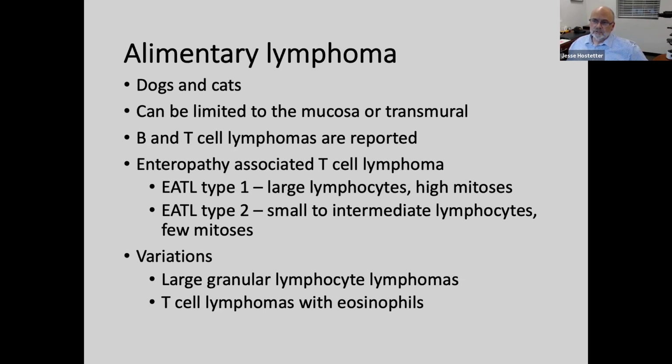This correlates to the small cell lymphoma that you probably already have heard of or seen when you're on biopsy. We get variations on this. We get large granular lymphocytic lymphomas, and we also see a particular type of T-cell lymphoma with lots and lots of eosinophils, and it makes you almost think it's a mast cell tumor when you're looking at it. What I want to focus on is this low-grade or EATL type 2 lymphoma in cats.